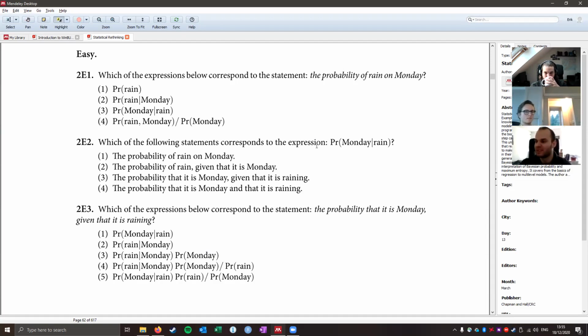So for the second question, which of the following statements corresponds to the expression PR Monday given rain? So the first one, I just tried to translate them into the expression. The probability of rain on Monday would be PR rain Monday. The second one, the probability of rain given that it is Monday, would be PR rain given Monday, or how do you call that?